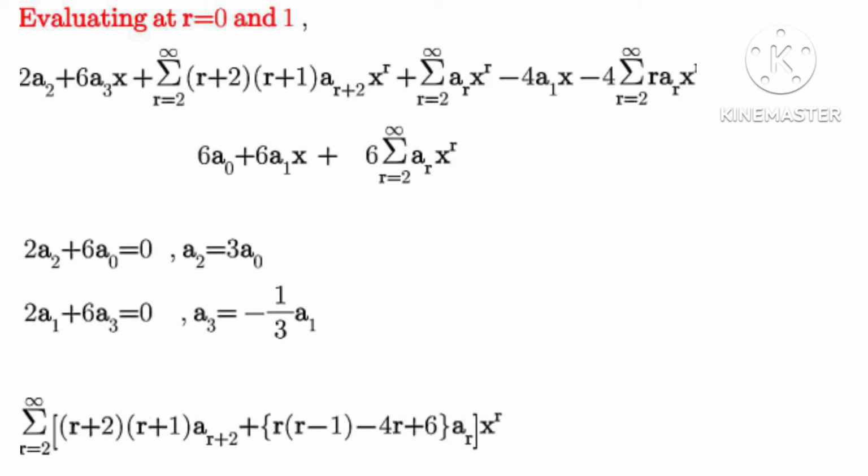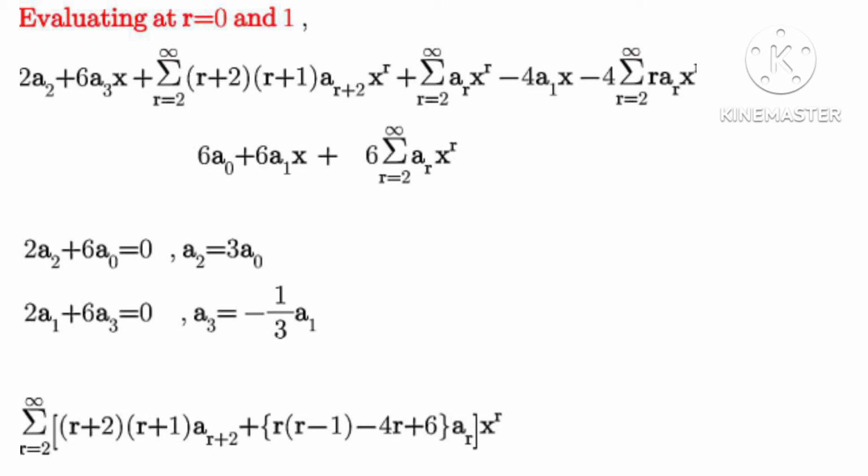Now we are not done. We have 2a2 plus 6a0 equals 0. Why? Because we equate those ones that have the same terms together, and we make a2 the subject of the formula. Also you see that we have 2a1x and we subtracted, we have minus 4a1x and we have 6a3x. So 6 minus 4 will give us 2. 2a1 plus 6a3 equals 0. The reason why we equated them together is because they have the same x. They both have x. You understand? So we make a3 the subject of the formula.